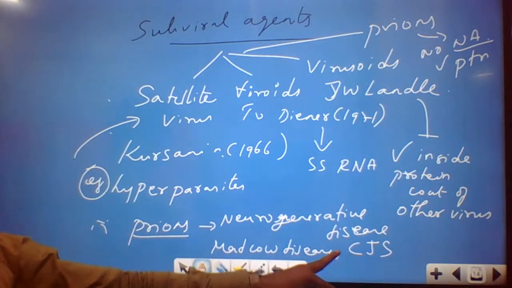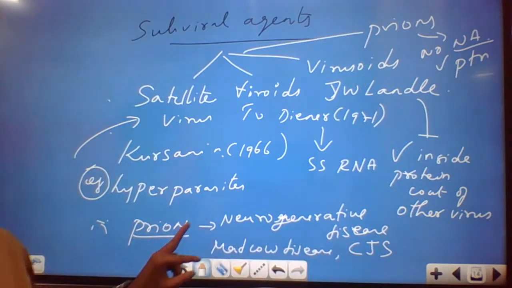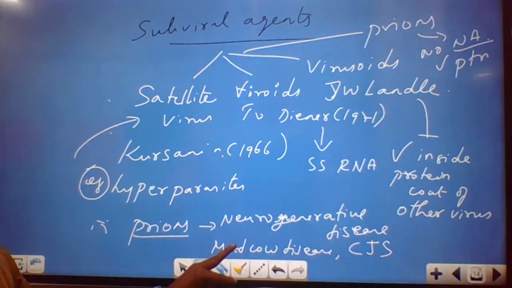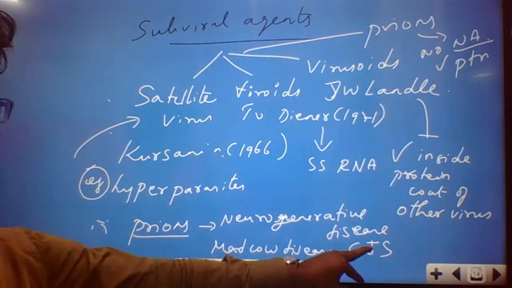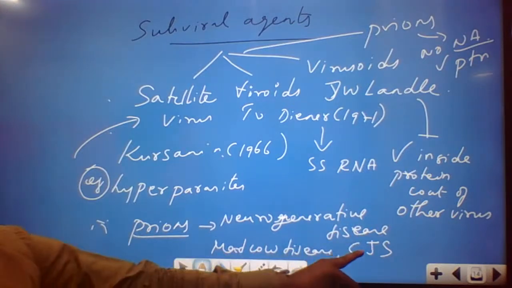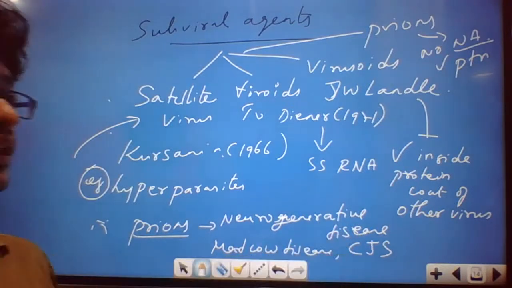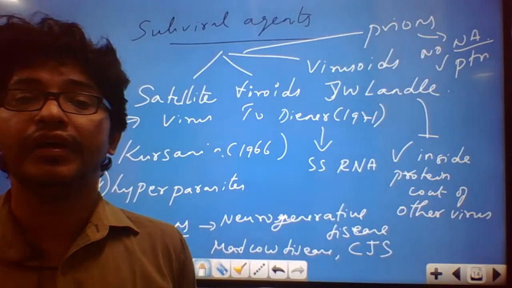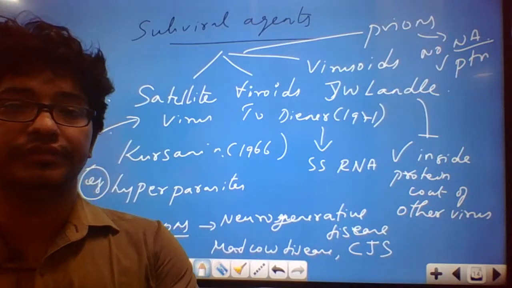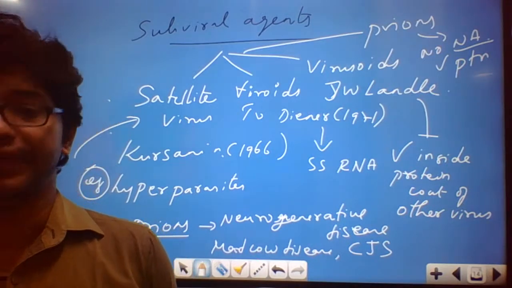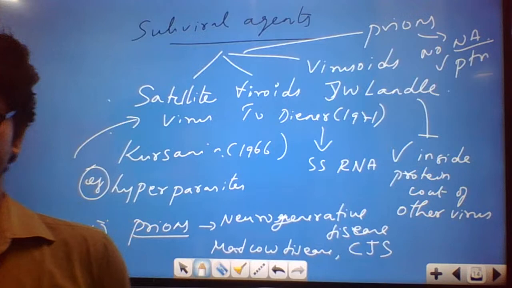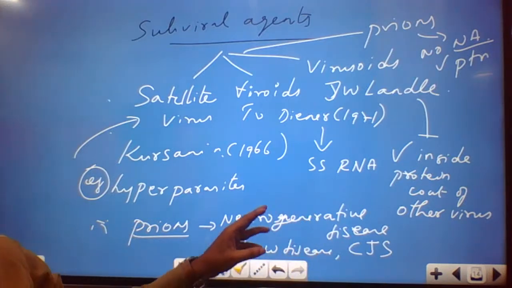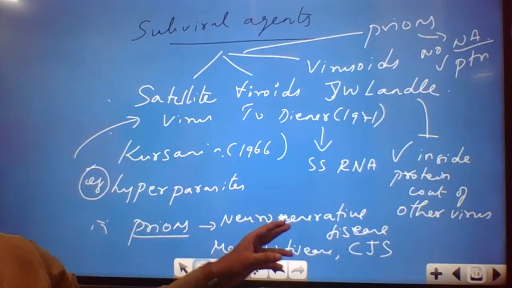Often they ask a question: which among the following is caused by prions? This causes neurodegenerative disease, and in cattle you could see it as mad cow disease, and in humans we call it Creutzfeldt-Jakob syndrome. These are the examples you could see in this case. So we're done with almost all the subviral agents, and scrapie. Yes, exactly, we call it scrapie disease, which usually gets caused by prions.